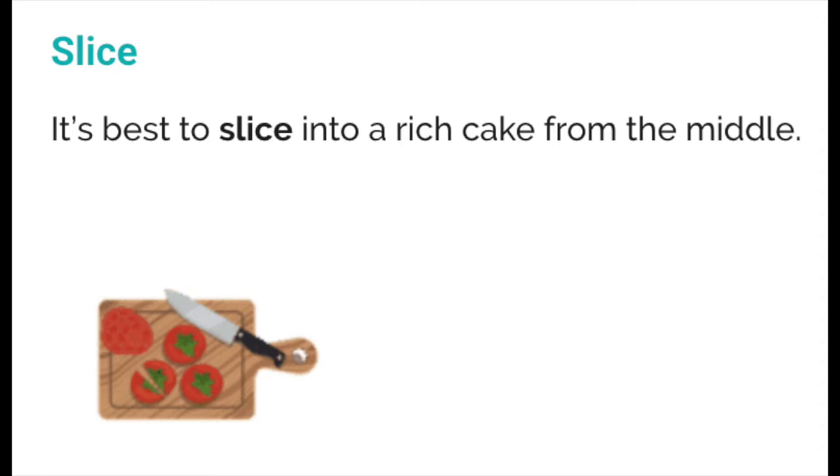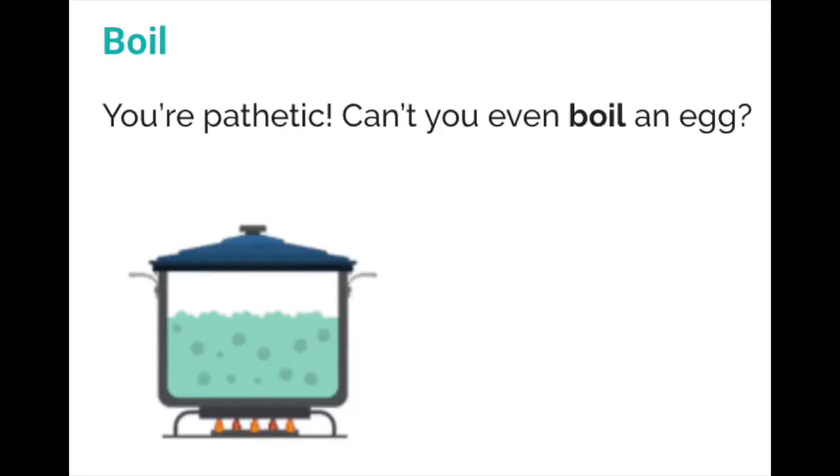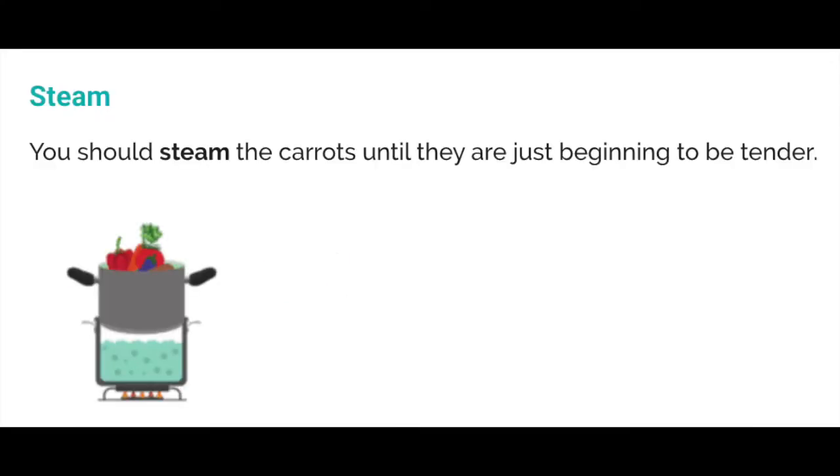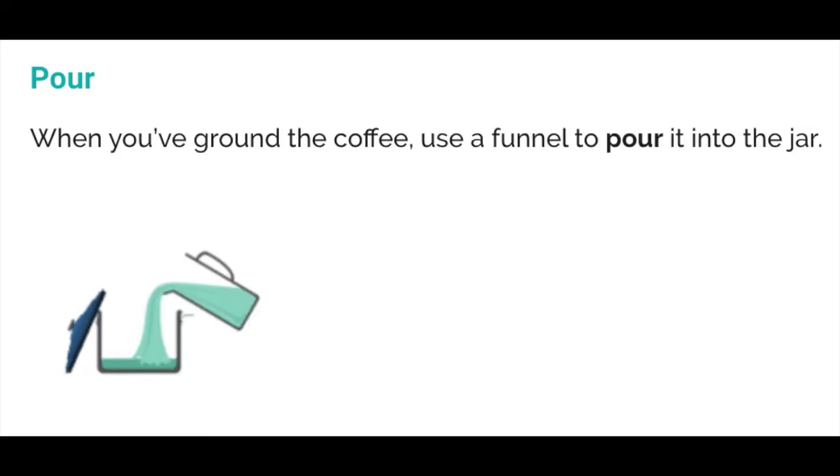Slice. It's best to slice into a rich cake from the middle. Grate. How about grating carrots for the salad tonight? Boil. You're pathetic. Can't you even boil an egg? Steam. You should steam the carrots until they are just beginning to be tender. Pinch. I pinch a little salt into the soup. Pour. When you've ground the coffee, use a funnel to pour it into the jar.